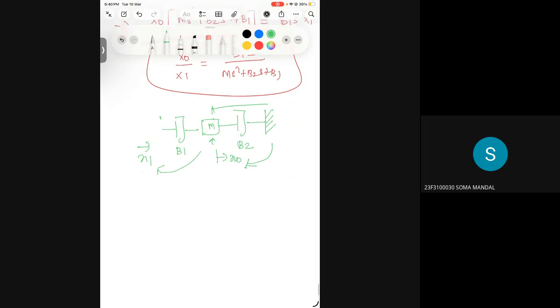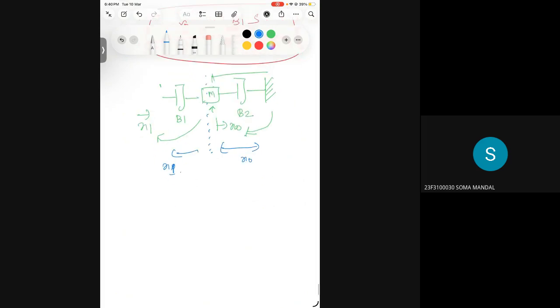So now how can we write this? We can split this into two different things. After this, it will be x naught. Before this, it will be x1. If I write, m is directly associated with x naught. So m into x naught double dot. Why is it double dot? Because in mechanical systems, your mass will produce a force that is proportional to your acceleration. I'll explain it later.